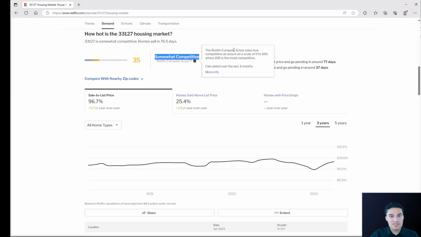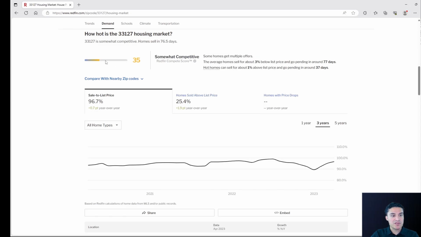So here, it's from a scale of 0 to 100, and it's calculated over the last 3 months. So this is very accurate information that you get here. Of course, the closer to 100, the hotter the market is. So right now it has slowed down a little bit in that area. It's telling you here that some houses still get multiple offers, which is a really good thing. The average home sells for 3% below the listing price, which is why it says that it's 77 days.